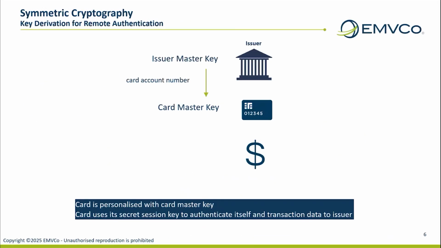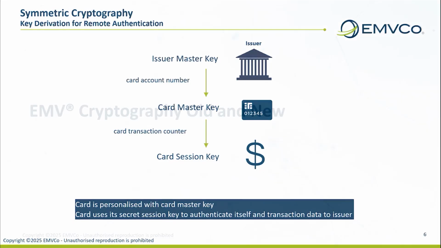EMV remote authentication can instead use symmetric cryptography. The issuer can derive card master keys from its issuer master key using the card's account number as derivation data. Each card is then provisioned with its card master key before issuance to the cardholder. Later, during a payment transaction, the card derives a session key from its card master key using the card's transaction counter as derivation data, and then uses its session key to compute a MAC over transaction data that is sent to the issuer and can be verified by the issuer.